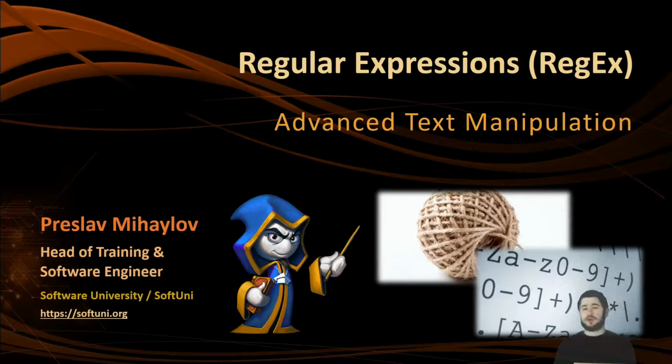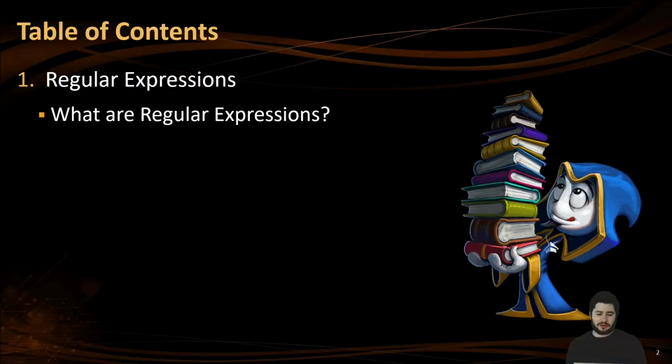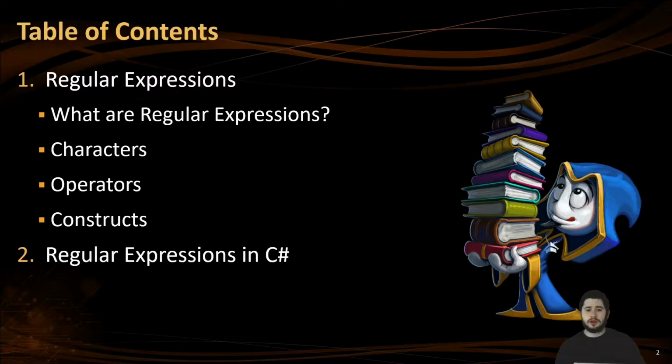Today we are talking about regular expressions, or the shorter name, regex, which helps us achieve advanced text manipulation. We'll first cover what regex is, why we use it, why we need it, and how we use it. Then we'll cover the different components of regex, like characters, operators, constructs, and many more. Afterwards, we'll see what regular expressions in C# are and how we use them in C#, because regex can be used in many different languages, and C# is only one of them, which offers an API for using them, and we'll explore just that.